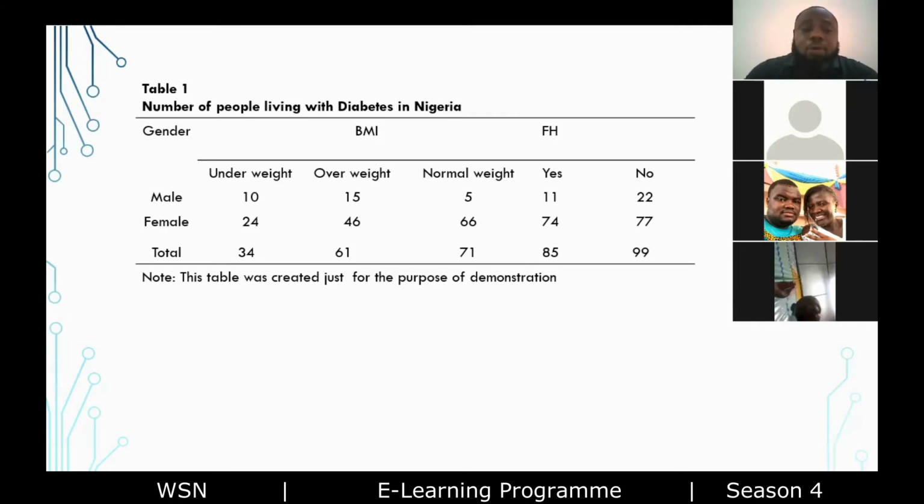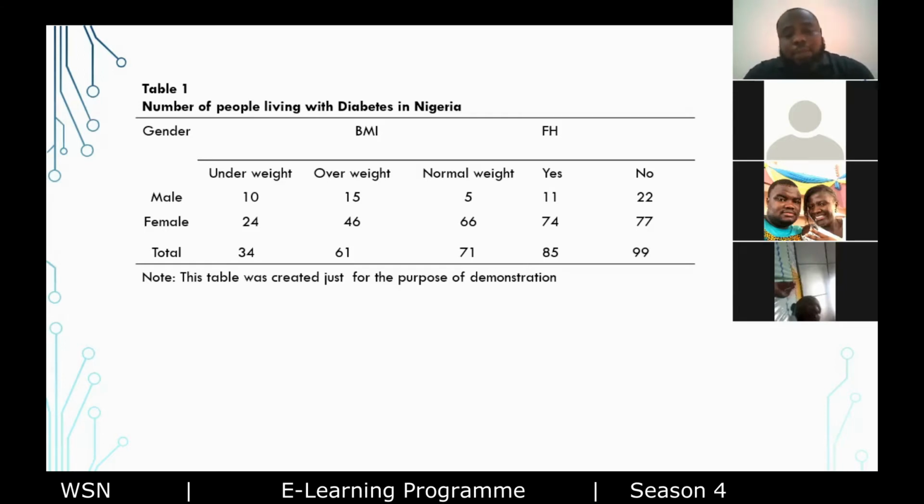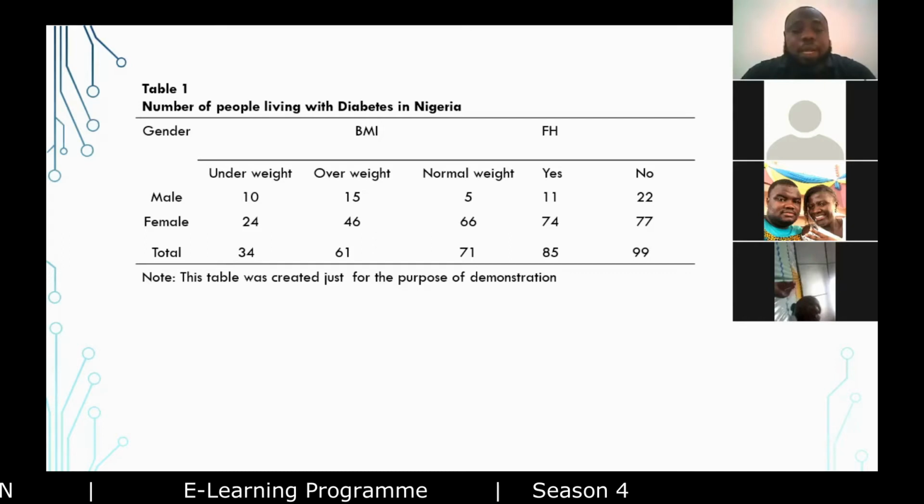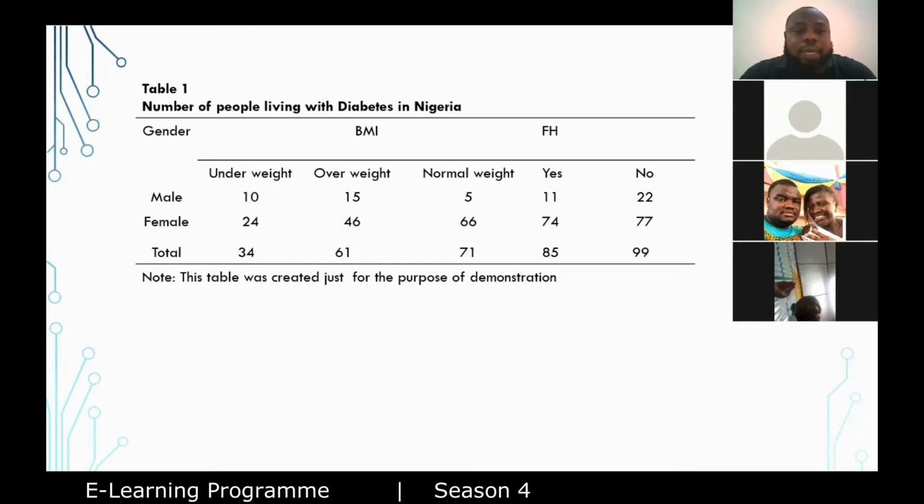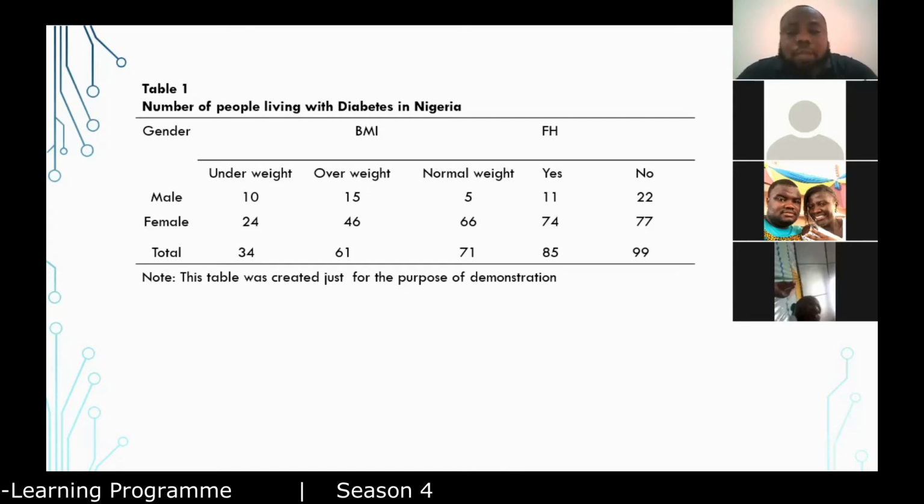So every table, we have different standards, but this is the APA standard and it's globally accepted. You must have that in mind. There are no borderlines within the table, and it must have a title, it must be headed, it must have a footnote, and it must be numbered.